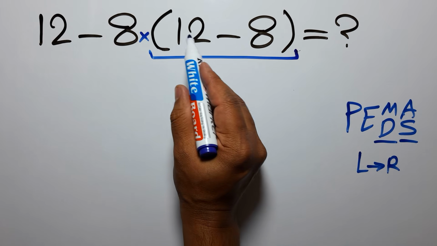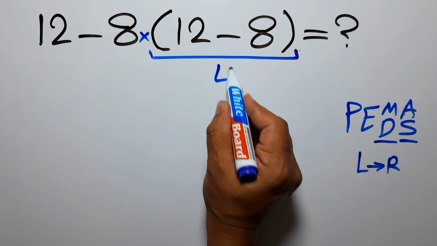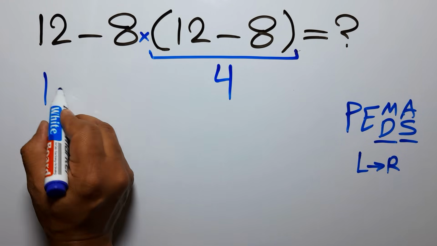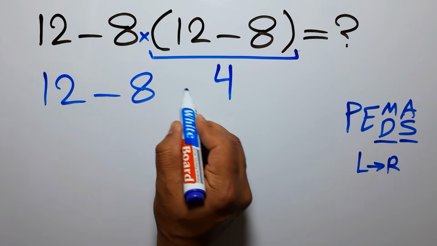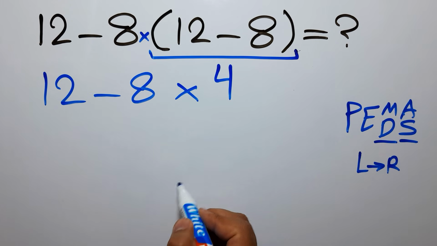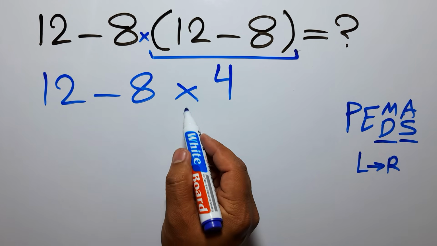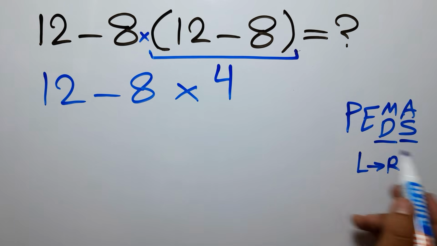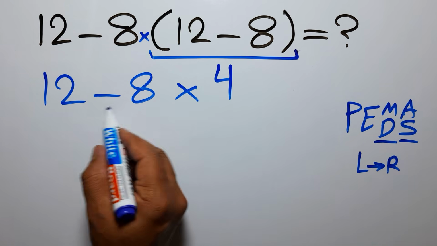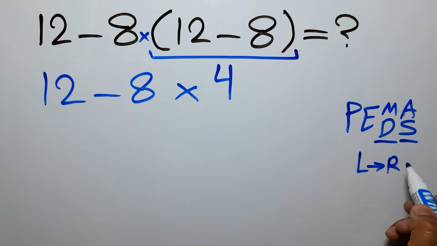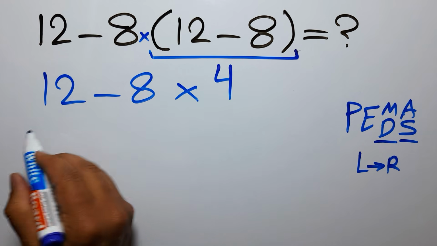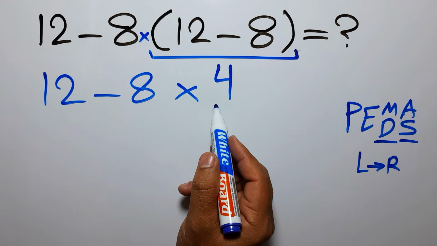Inside this parentheses we have 12 minus 8, which equals 4. So we have 12 minus 8 then times 4. Now we have one subtraction and one multiplication. According to PEMDAS, multiplication has higher priority than subtraction because multiplication comes before subtraction. So here first we have to do this multiplication.